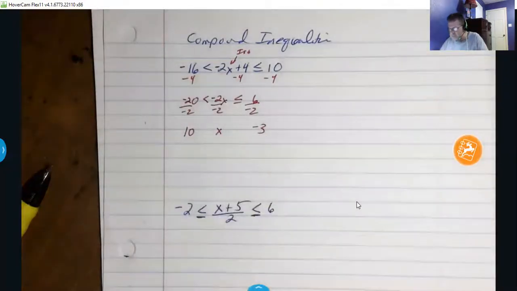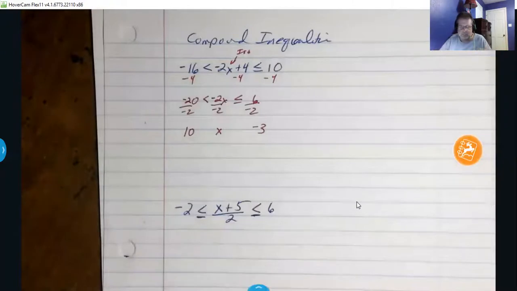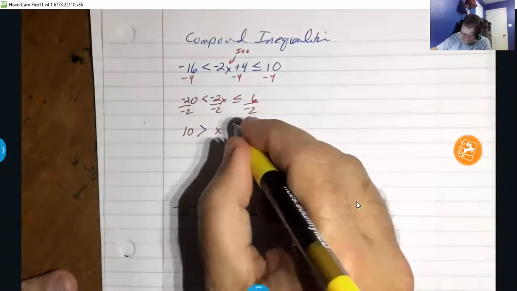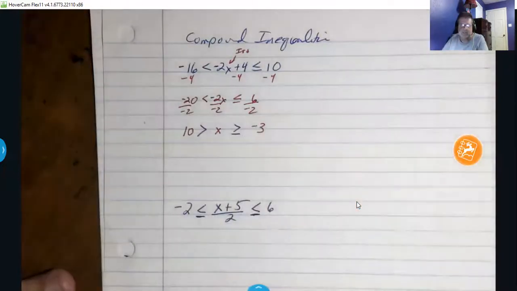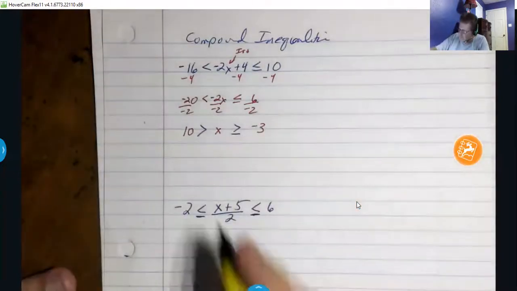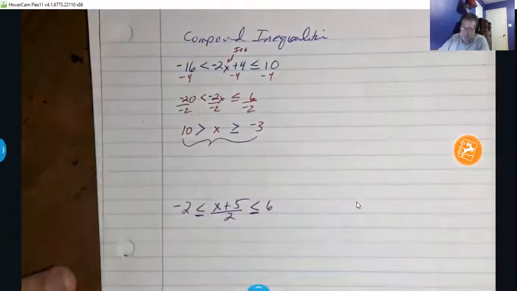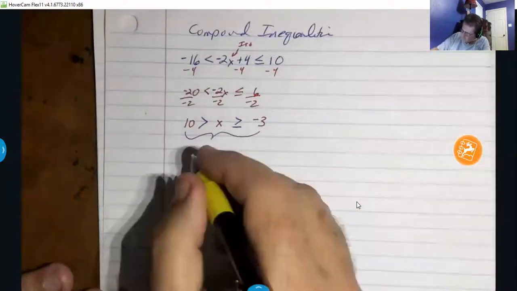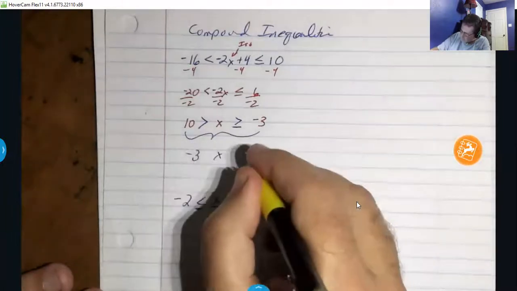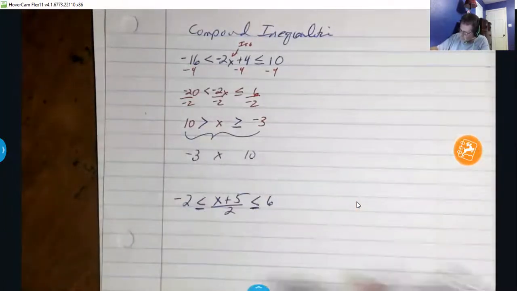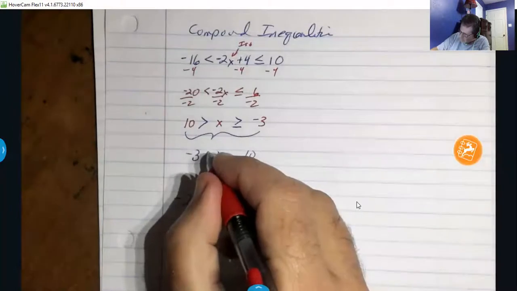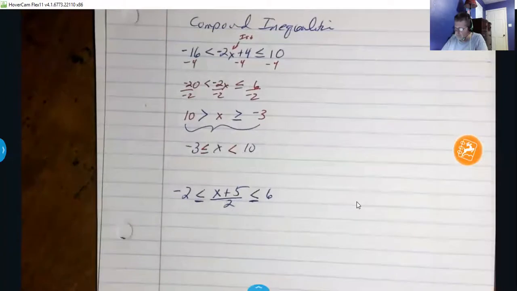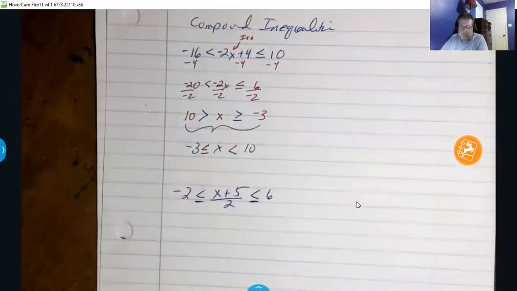But notice how the signs have to change, both sides of it. So that means I do have to flip the symbol in that case. Now this, remember I like left to right, lowest to highest? That would be the lower number. So we're going to flip it, negative 3x and 10. But when I do flip it, we flip the symbols back. And this would be less than or equal to and less than. Okay, and so this would be my inequality.